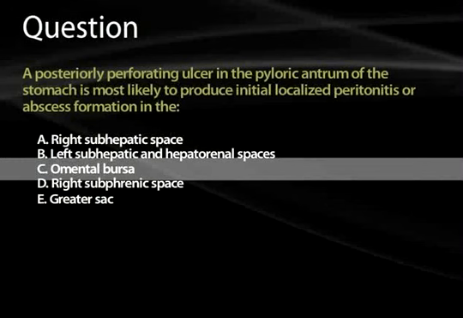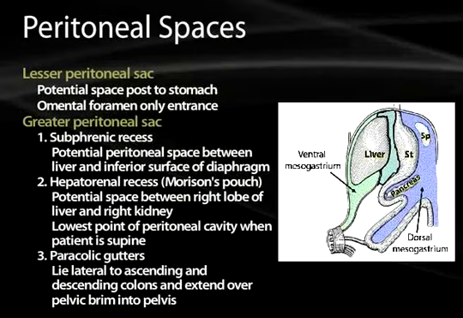The omental bursa is also known as the lesser sac, and it is located posterior to the stomach, inferior to the liver, superior to the pancreas, and lateral to the spleen. Let's take a look at the formation of the peritoneal spaces.